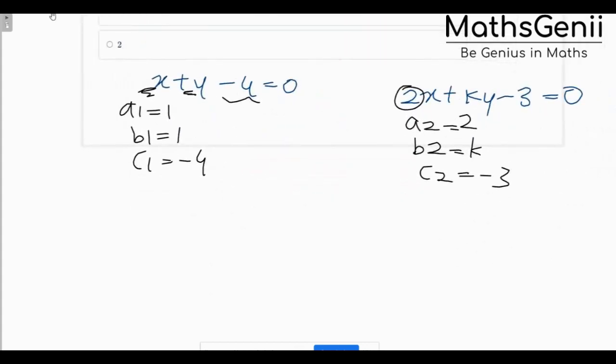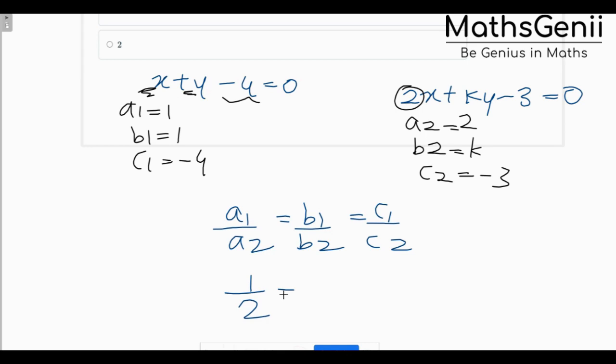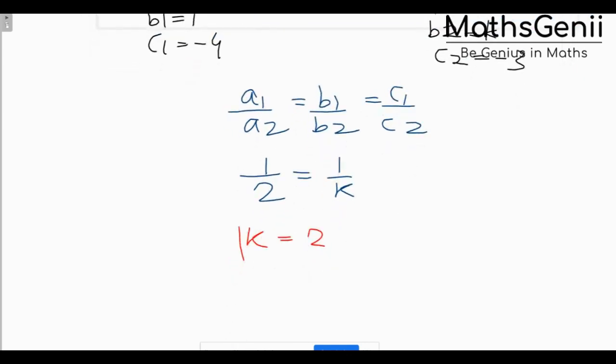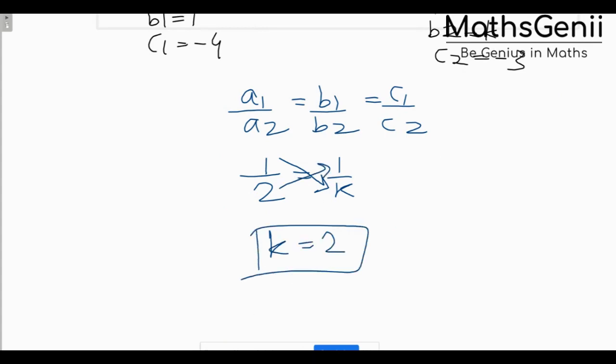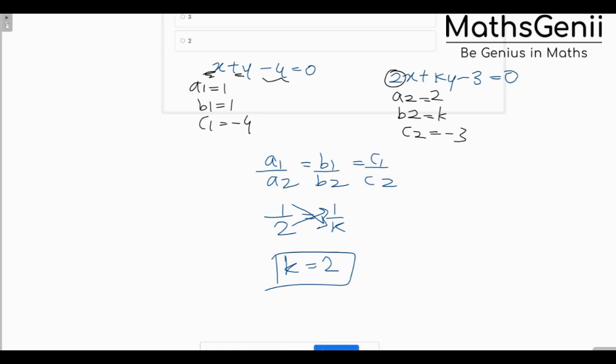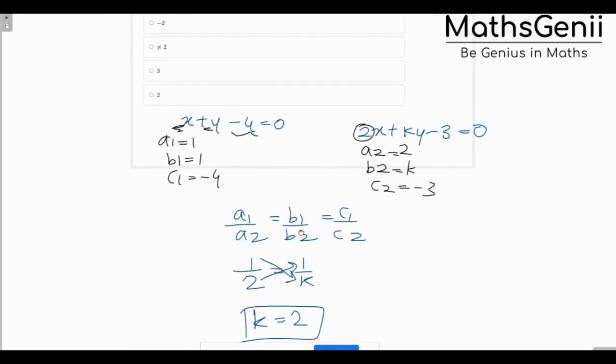Now I will just write the formula that I had written in the last question. A1 upon A2 is equal to B1 upon B2 is equal to C1 upon C2. What is A1? 1. What is A2? 2. What is B1? 1. What is B2? K. I'm just writing this much. So what I do? Cross multiplication. 1 into k, k. 2 into 1, 2. So k is equal to 2. In just 2 steps, I got the answer. It is exactly similar to your last question.